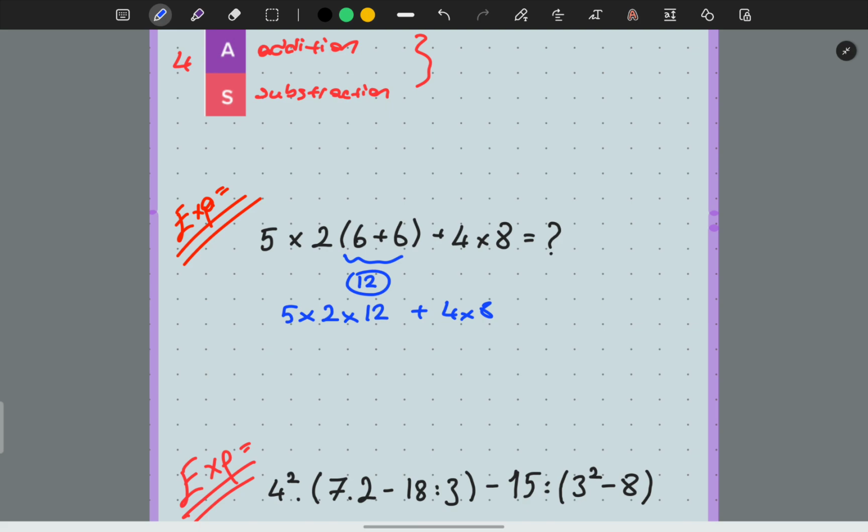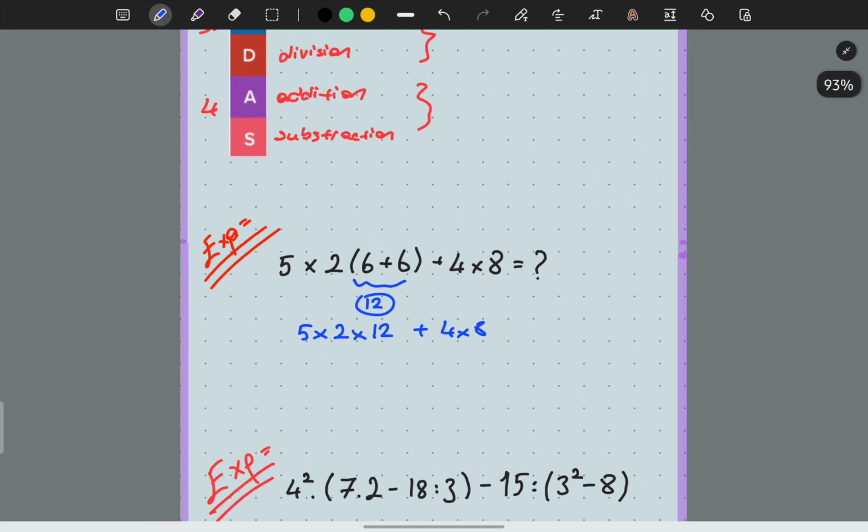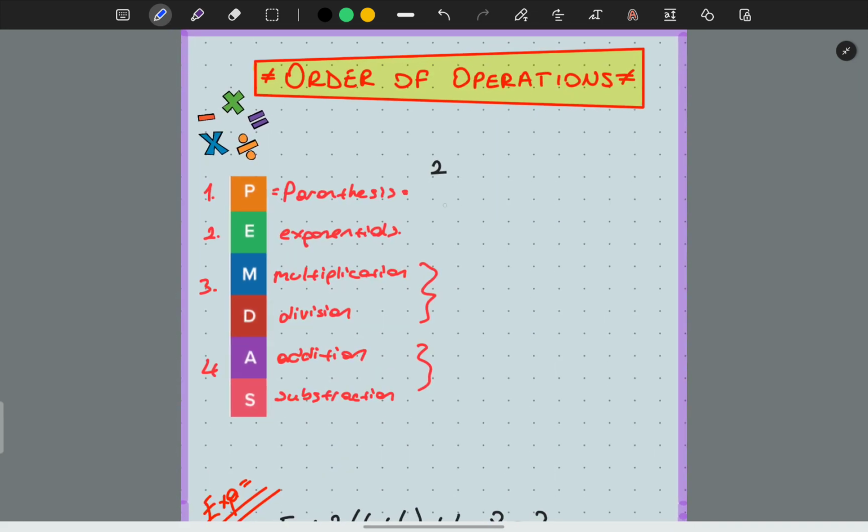So, we have done the parentheses, but we don't have any exponentials. What are we gonna do? We are just passing the other step and going to the next step. Like when we don't have any exponentials, we go from the first step to the third step.